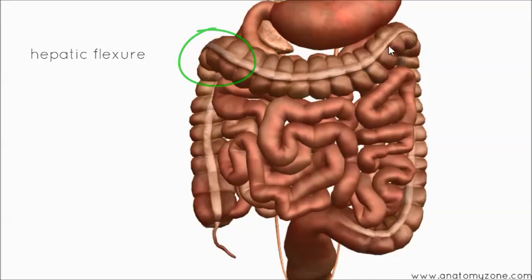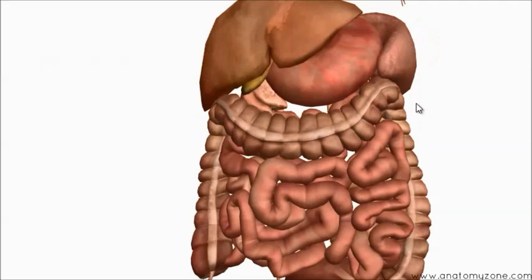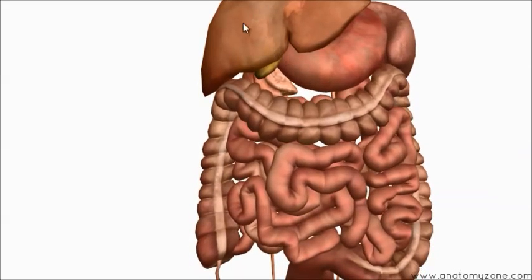And on the left side, you've got this other bend where the transverse colon meets the descending colon, and this is called the splenic flexure because this is where the spleen lies on the left side. So you can see that here with the liver and the spleen, the hepatic flexure and the splenic flexure.